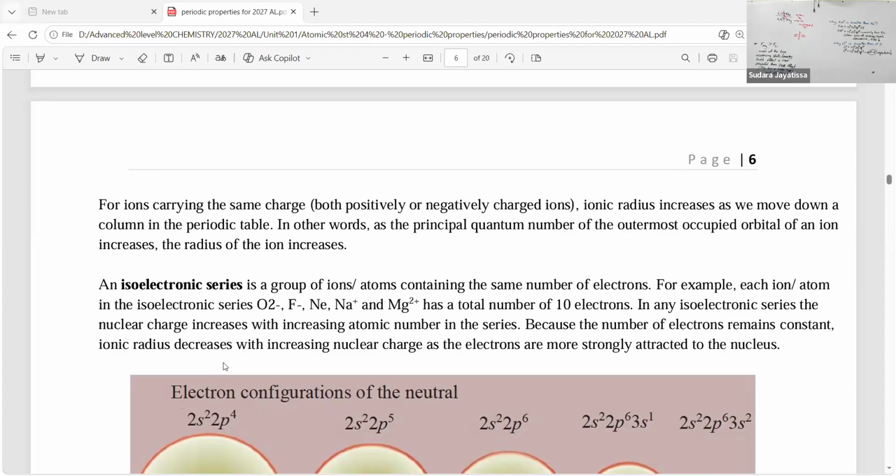And what is this new word? Is it a new word actually? You had this word earlier too. Isoelectronic series. Isoelectronic means, it is defined: the groups of ions or atoms containing the same number of electrons.